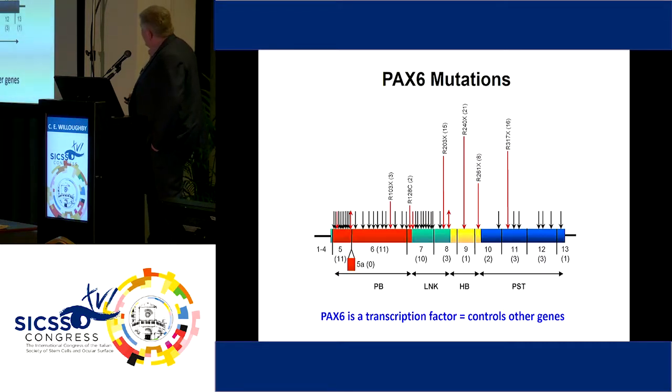For PAX6, this is the DNA. We have mutations scattered across PAX6, and most of the mutations form stop codons. And there are also multiple mutations. So if you want to develop a gene-based therapy, it has to address the genetic heterogeneity of the disease.